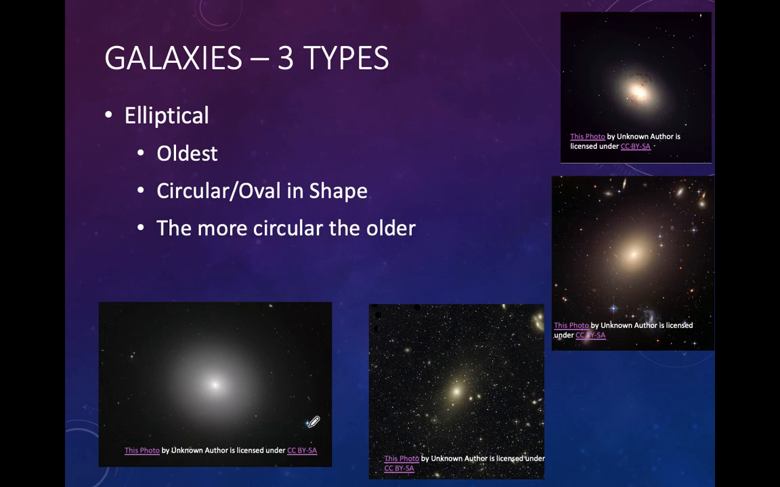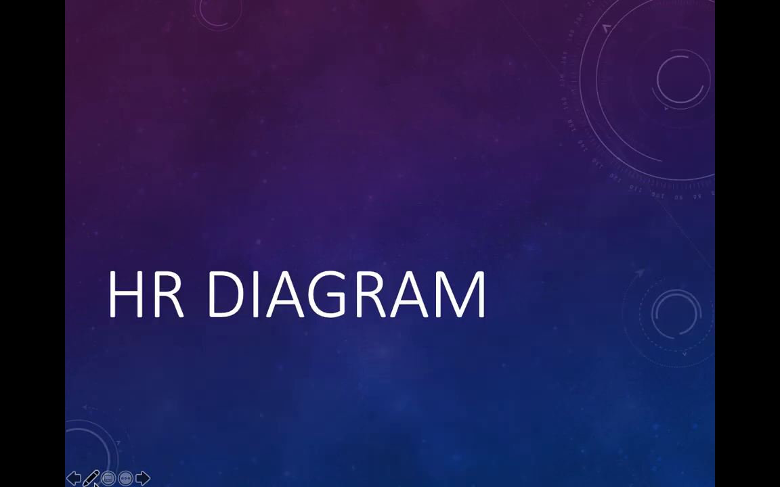And if it's really circular, that means it's really old. So this is a little bit more oval-like, so it's not as old as this one, which is more of a circle. And these are the smallest of the galaxies. So they're really small, they're very circular, and they're very old. And that wraps it up with the objects of the universe.